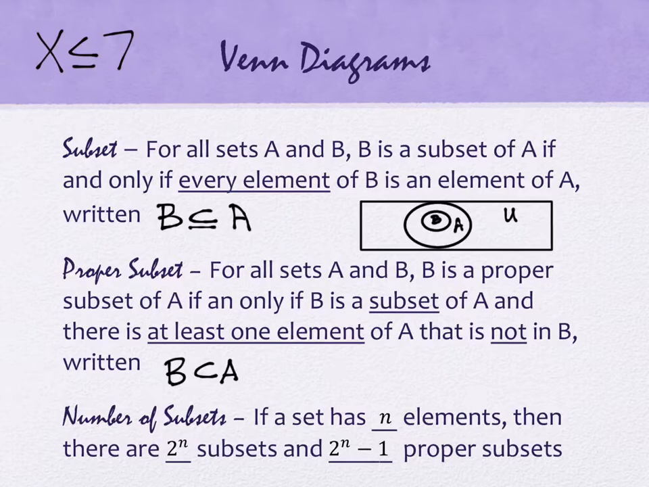Now, if B is a proper subset of A, it's a subset of A as well. It's just a stronger statement, right? It's a proper subset, that extra adjective there.